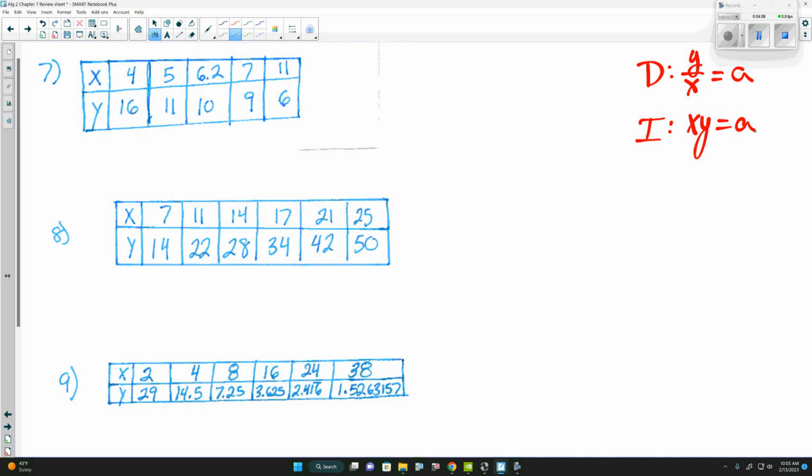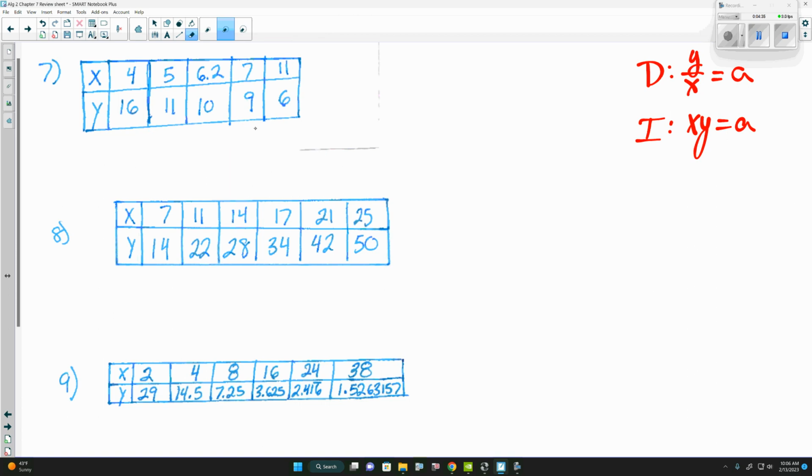So for number 7, we can start out with direct variation. We can start by dividing them. So we can say 16 divided by 4 is 4. Our next one that we have is 11 divided by 5 is 2.2. Are those the same amount? No. Okay, so it's not direct variation.